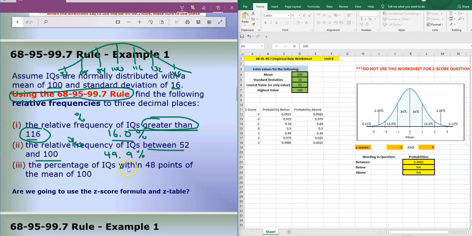And the percentage of IQs within 48 points. Well, that means take the mean and subtract 48, so go from 52, and take the mean and add 48. So that means I'm trying to find between a 52 and a 148. So I'm going back over here, between a 52, change that to a 148. I should get 99.7%. Press enter, and there it is. Between is 99.7% because those numbers were within 3 standard deviation units of the mean. So that's how you do that kind with the empirical rule. Just really be careful about format and rounding for those if you missed one of those particular questions.